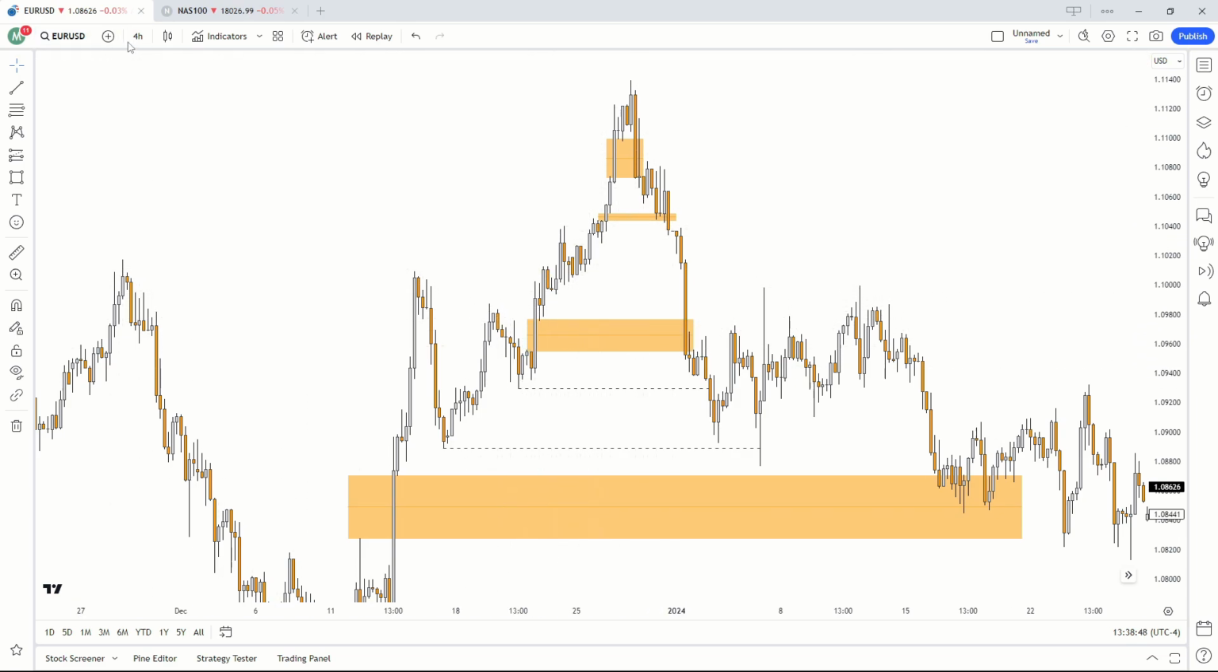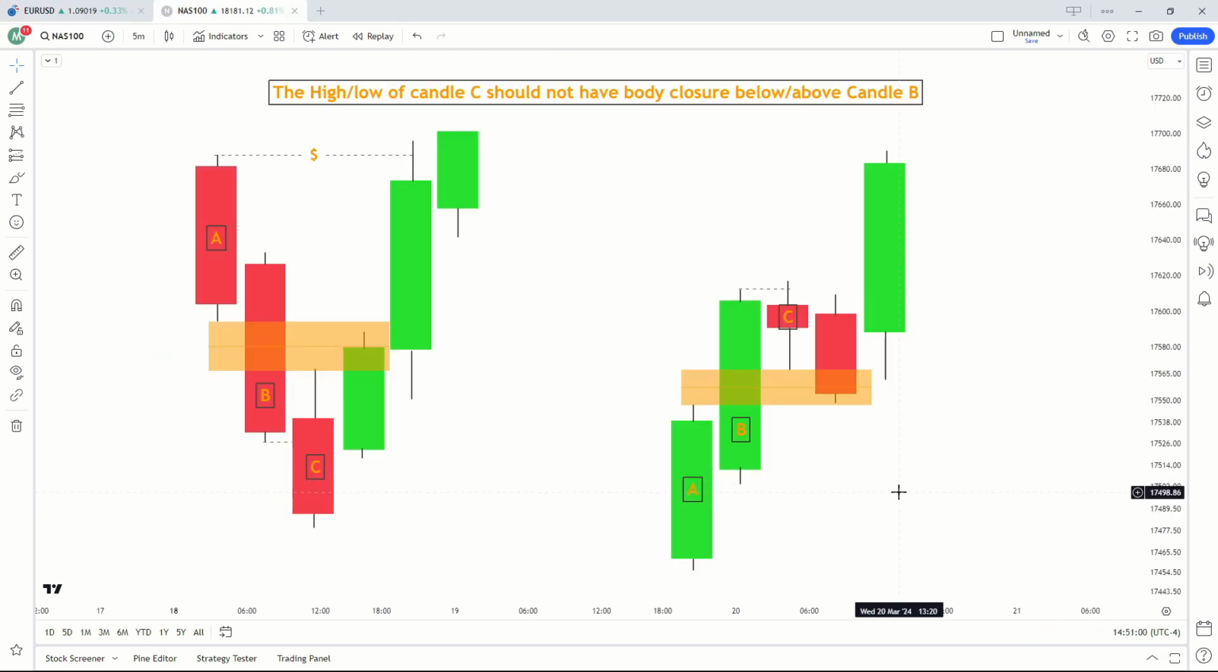Now, this is happening constantly in the market. It's a 24-hour cycle, 5 days a week on any time frame. Now, the next concept I want to share with you guys is that the high or low of candle C should not have body closure below or above candle B. Now, you guys know earlier in the video, I told you guys about how we need 3 consecutive candles to form a fair value gap. We have candle A, candle B, candle C.